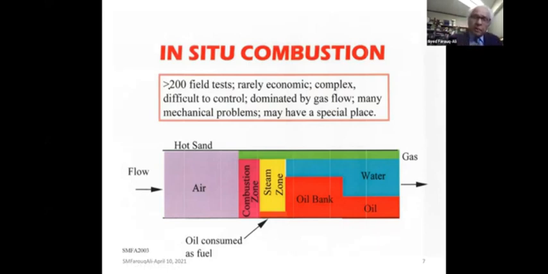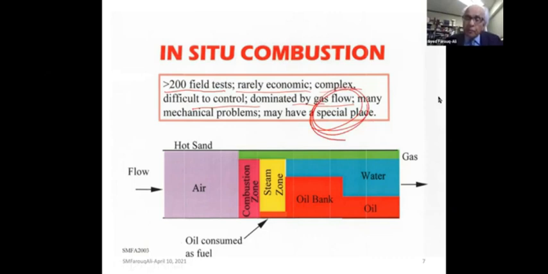There have been more than 200 field projects, actually 250. It's rarely economic. Several of them have been economic, barely economic. It's a very complex process, very difficult to control, and is dominated by gas flow, many mechanical problems. But they have a special place. That's the main thing to remember.